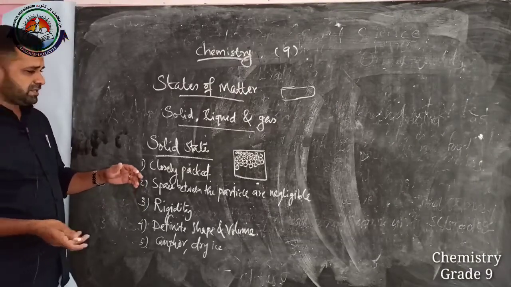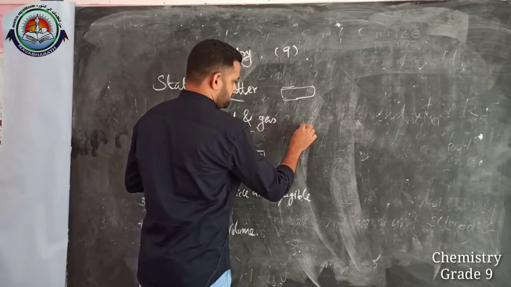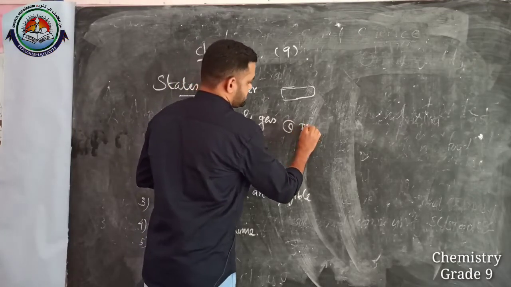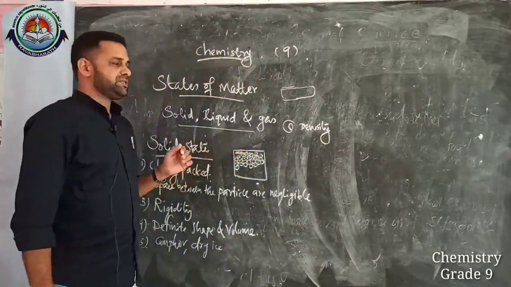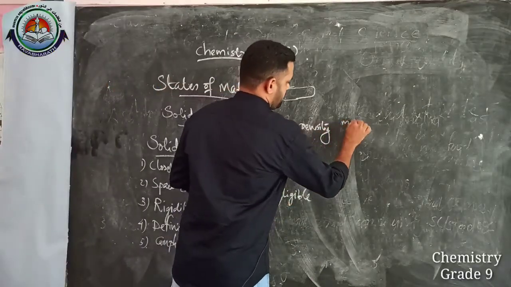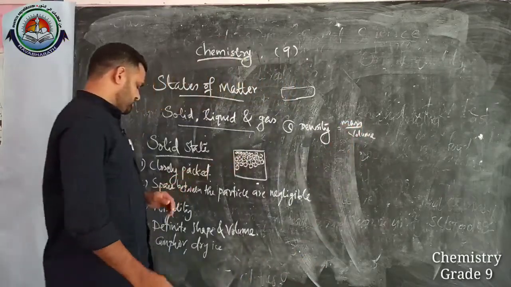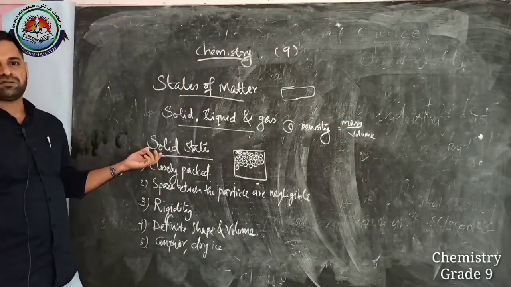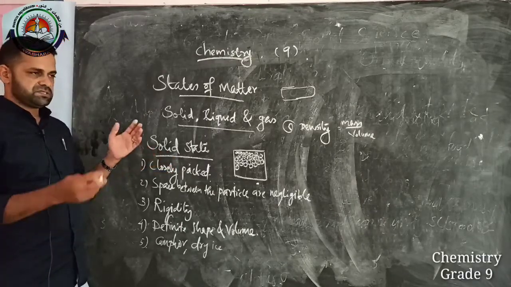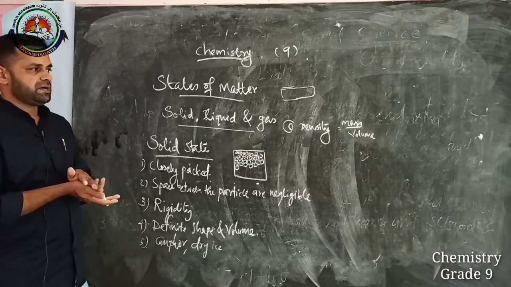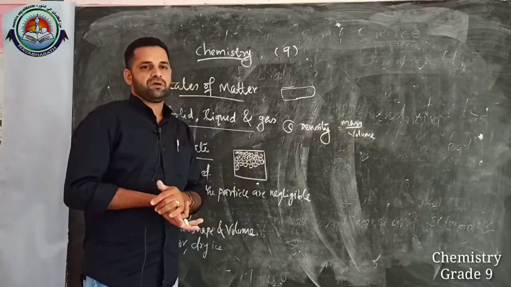What about another property? You can also explain about the density. The sixth property is density. You know what density is? Density is mass by volume. The density of solids is somewhat higher because, since the particles are very closely packed, the mass per unit volume will be high in the case of solids.